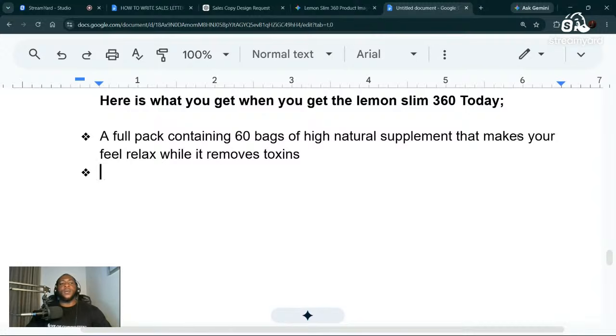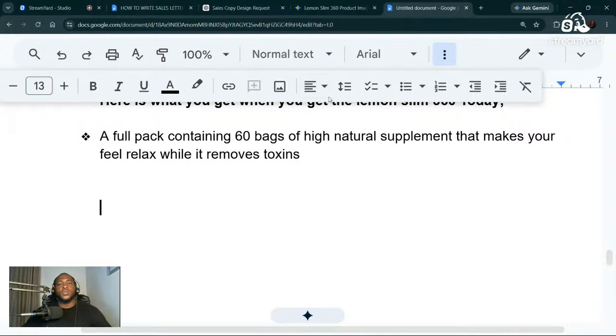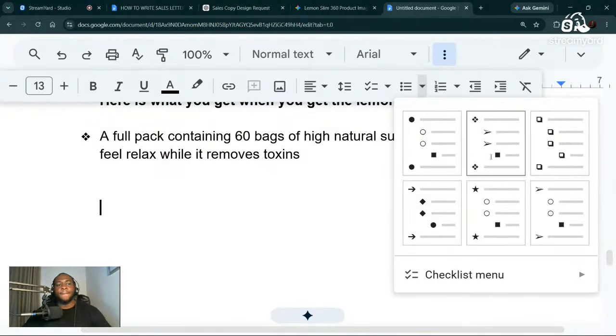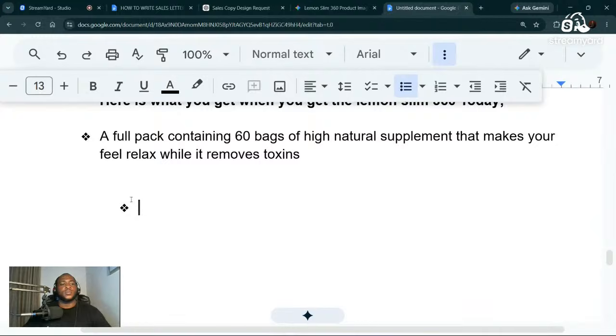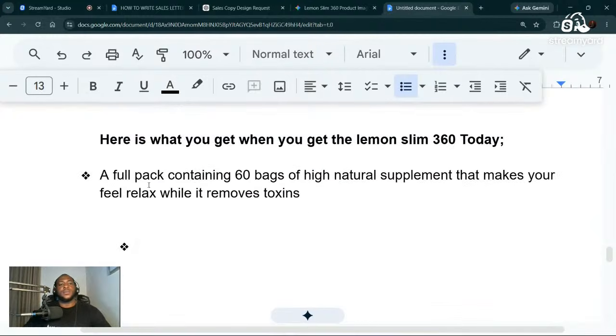So number one, you can see what we did here: a full pack containing XYZ. So you also give it another spacing. Your space needs to be very, very big. Then number 2, you do that bullet stuff again. Then number 2, a full pack containing XYZ.